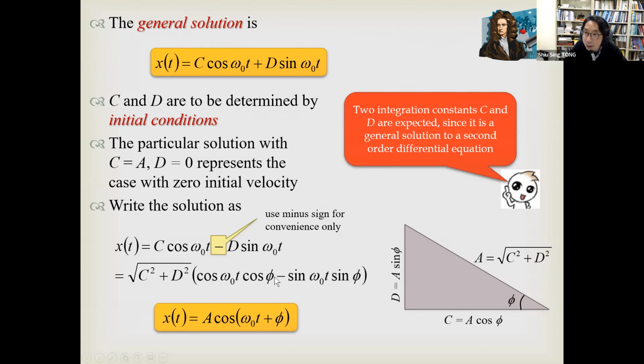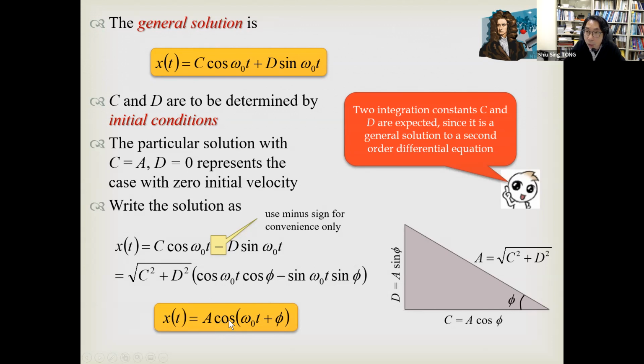But this is a standard combined angle formula. If we have cosine A cosine B minus sine A sine B, then it can be turned into cosine of A plus B. And so now our A is omega naught t, our B is phi. So cosine omega naught t cosine phi minus sine omega naught t sine phi becomes cosine of omega naught t plus phi. This is the combined angle formula. And the amplitude here is denoted by A, as we said. Okay, so we now turn the solution into another form.